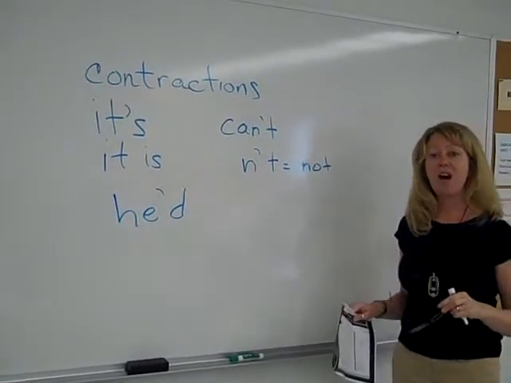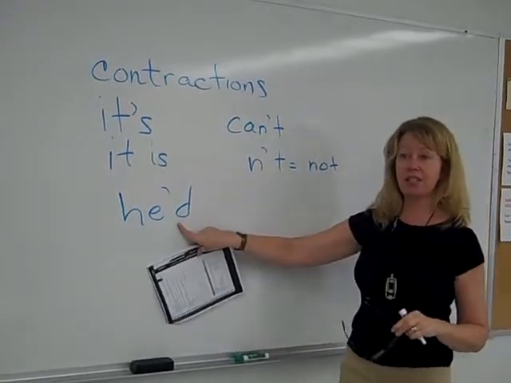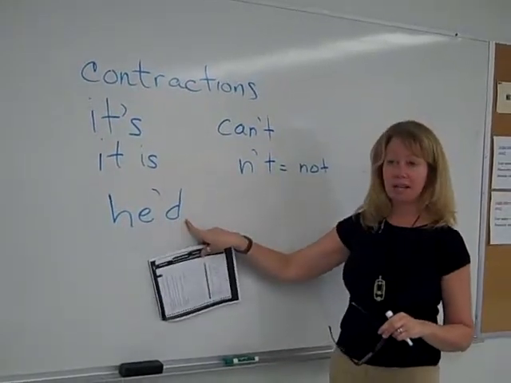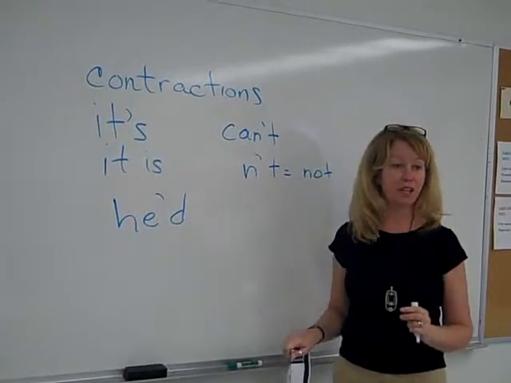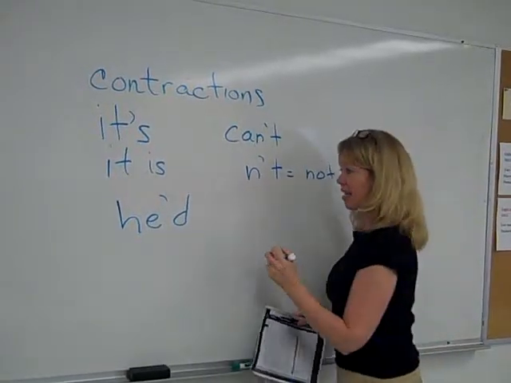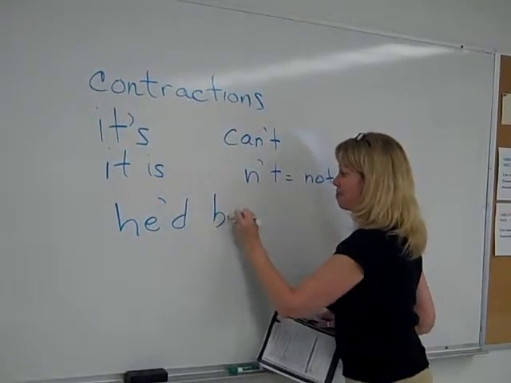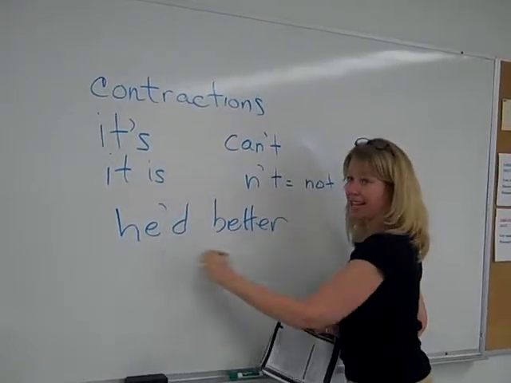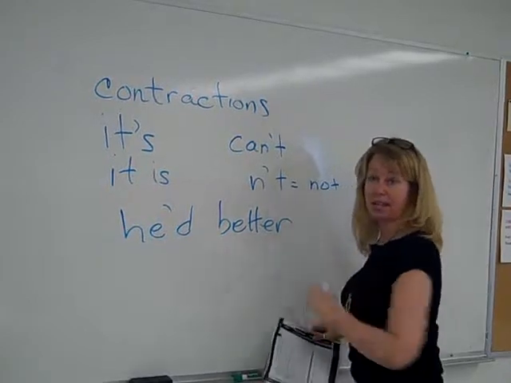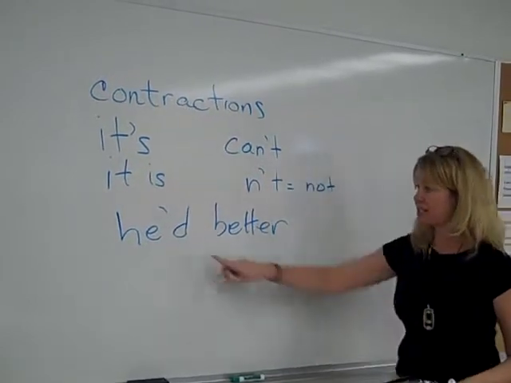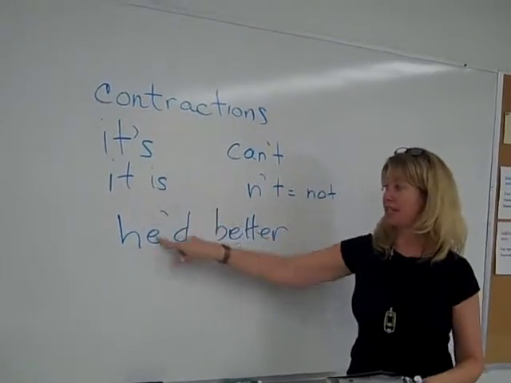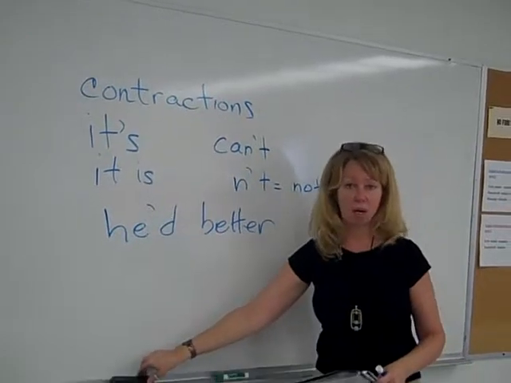What does this mean? Would or had. Oh, very good. So it can actually mean two things, right? He'd buy a car if he could. Well, for example, he'd better buy a new car, right? He had better buy a new car. Okay, so this could either signal had or would.